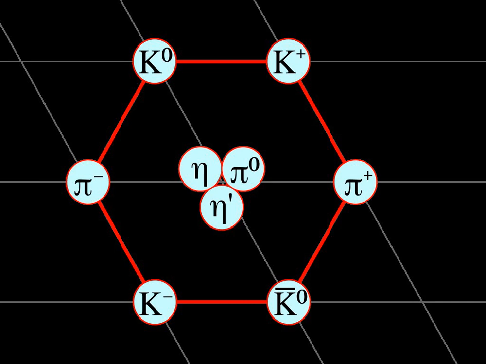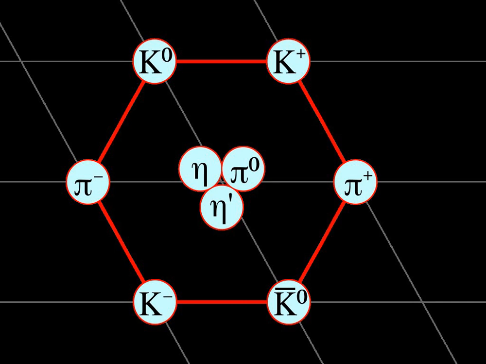Plus 1, 0, and minus 1 sz, called the spin 1 triplet.